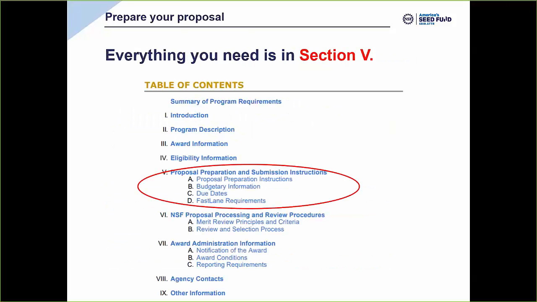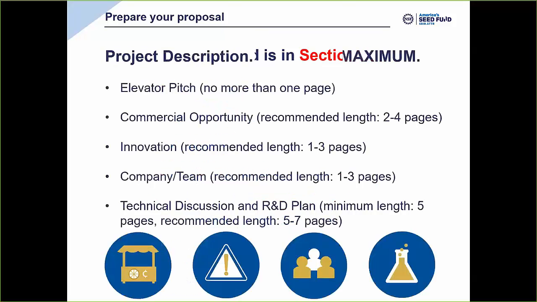Everything you need to prepare that proposal, the bulk of that is in Section 5. So you see there's introduction, there's program descriptions, award information, eligibility, lots of different sections, but that core of what you're putting together in your proposal is really in that Section 5.